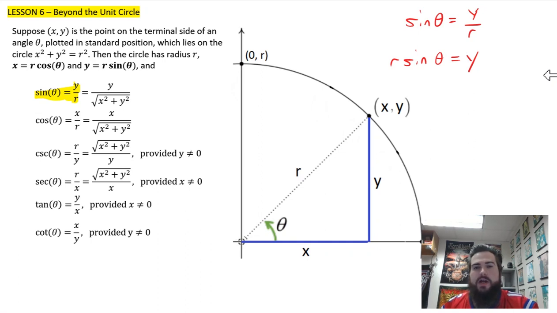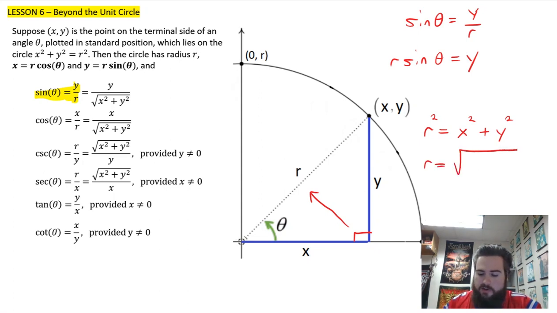Since this is still a right triangle that is defined with two legs of sides x and y, you can also represent r by using the Pythagorean theorem. R is the hypotenuse side of this right triangle as it lies across from the right angle measure, which means that we can write this as r squared is equal to x squared plus y squared, or that r is equal to the square root of x squared plus y squared. That means that you can write any of these ratios that we've established using r by using the square root of x squared plus y squared instead.